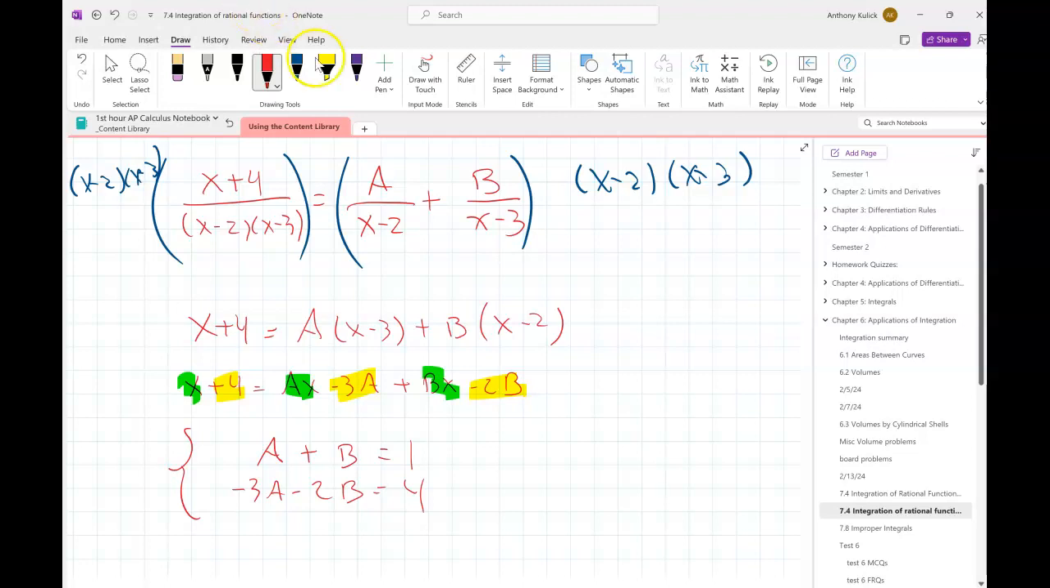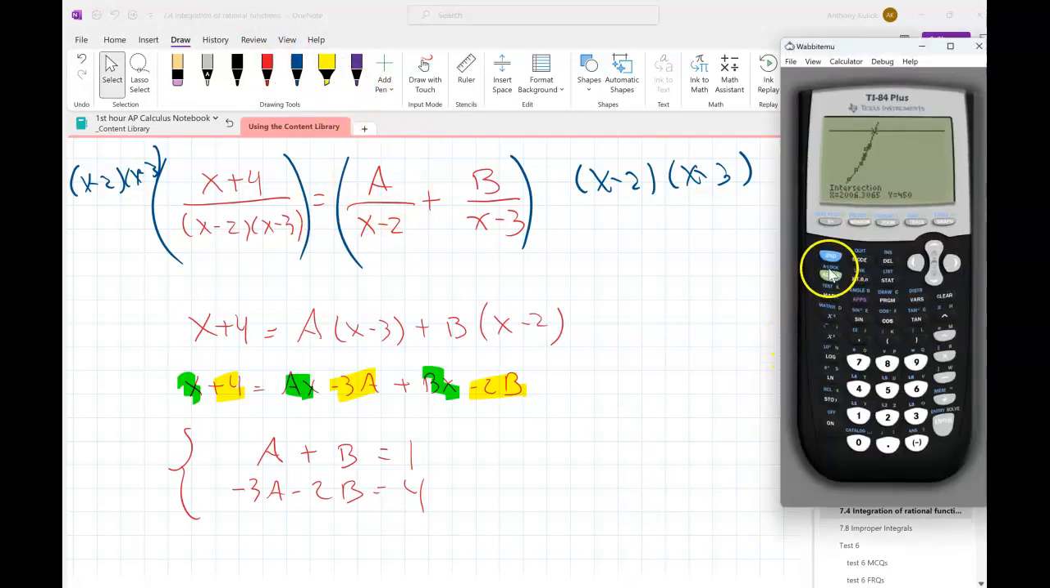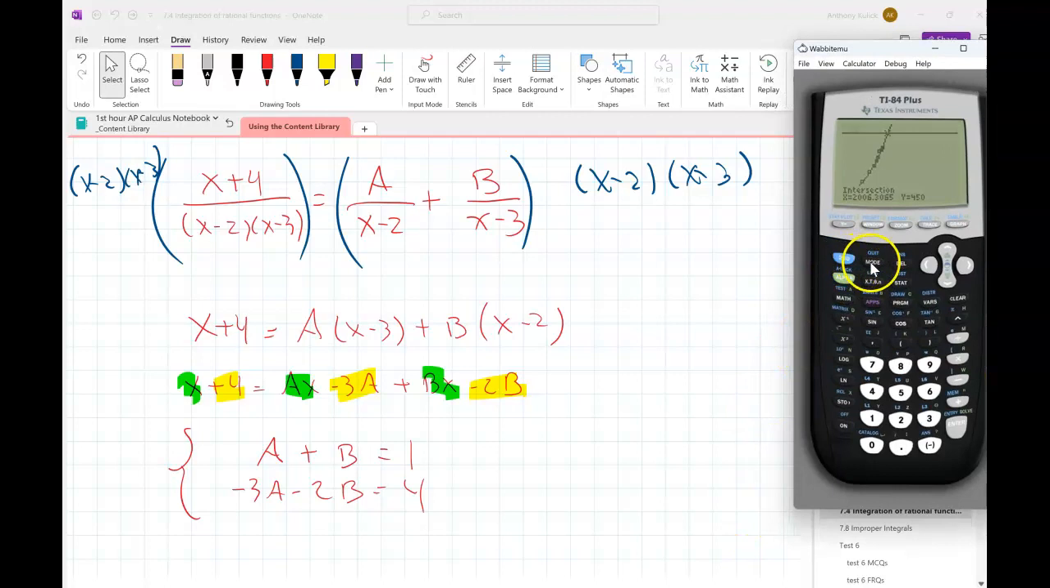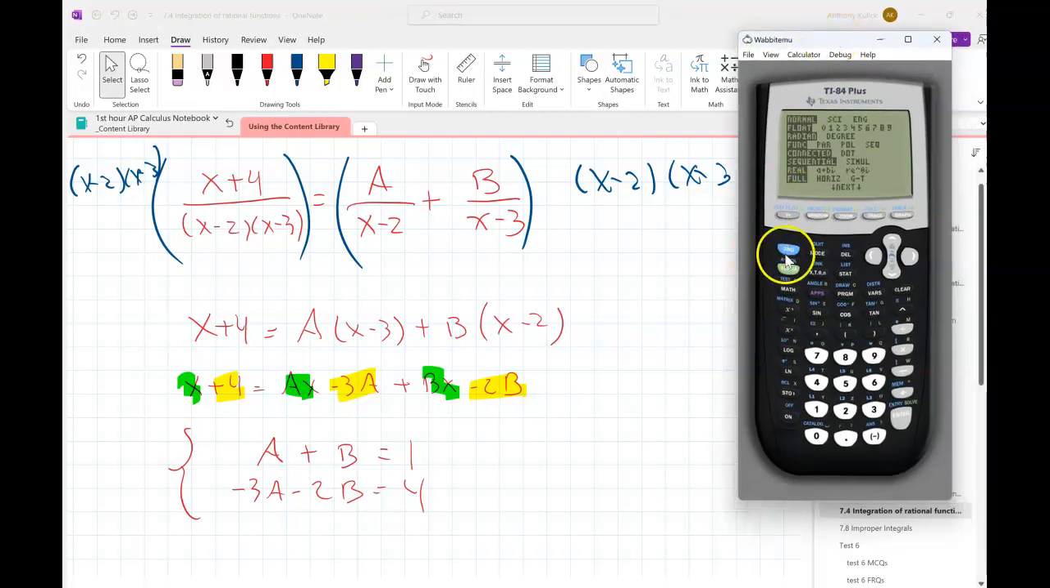What's the fastest way to solve the system? I would do a matrix on my calculator. You could do elimination or substitution here. That's fine. I want to be clear, that is not wrong. But if it's me and I have access to a graphing calculator, I'm just going to type it into a matrix. So I just type the coefficients in, right?